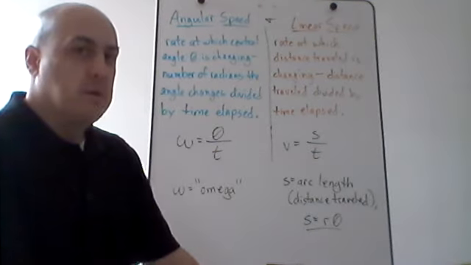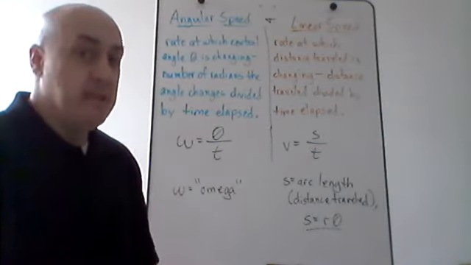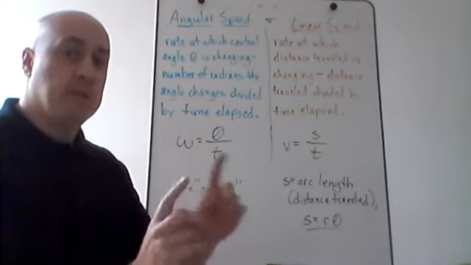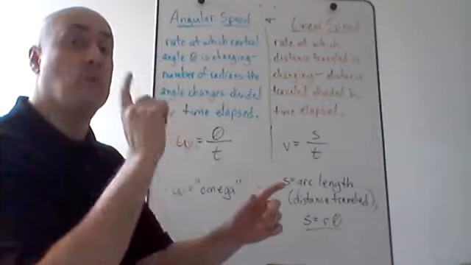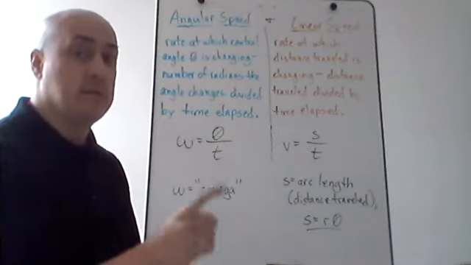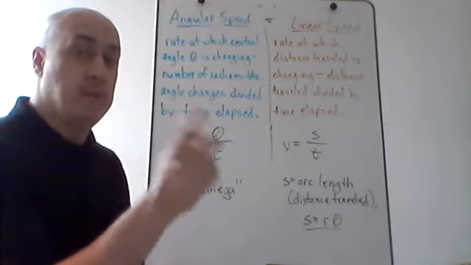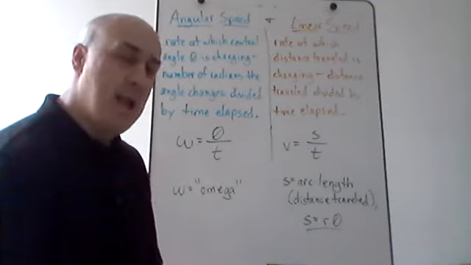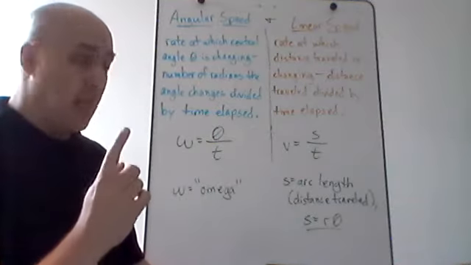Alright, in this video we're going to talk about angular speed and linear speed. So it's two different ways to talk about the rate at which something is changing when that something is rotating around. You can think of it as like the blades of a fan spinning around, or like the propellers of a motor in a boat or something like that. Anything that's rotating has two different speeds.